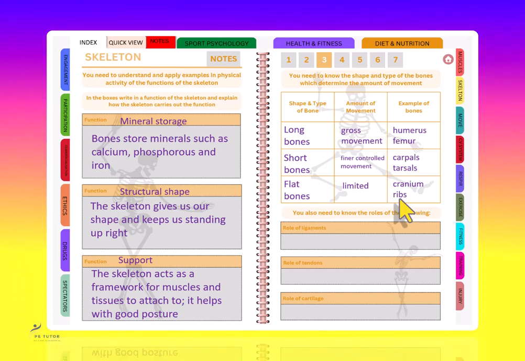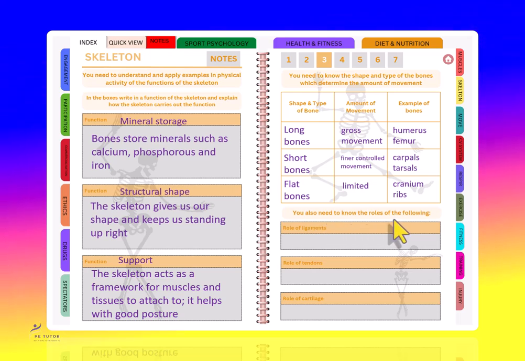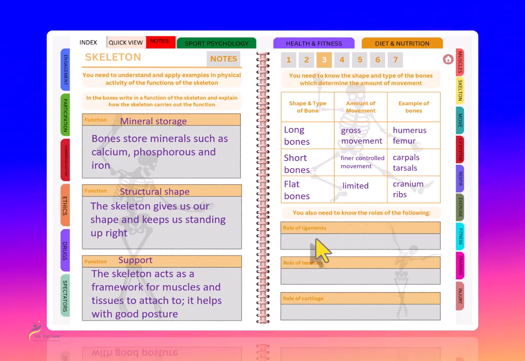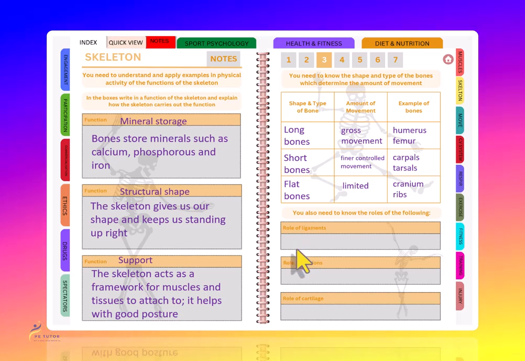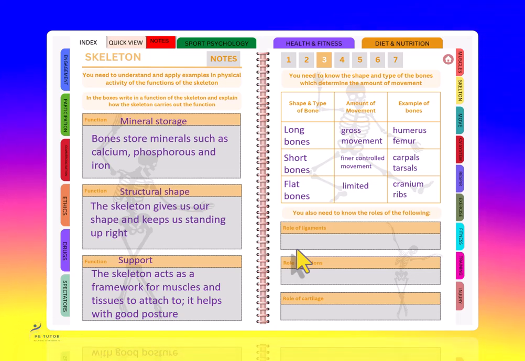And lastly, on this little section, you also need to know the roles of the following. So let's look at these: ligaments, tendons, and cartilage. And this is a potential banana skin. Quite a few students get confused with the role of ligament and tendon. So let's just clear that up for you.